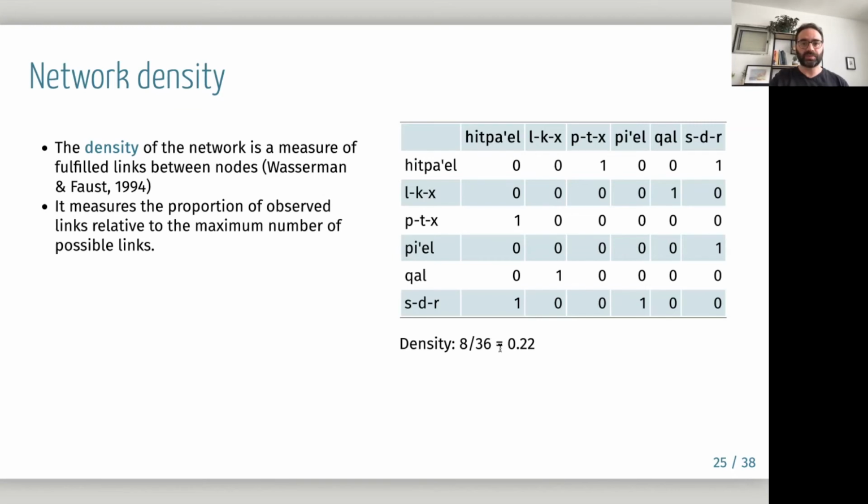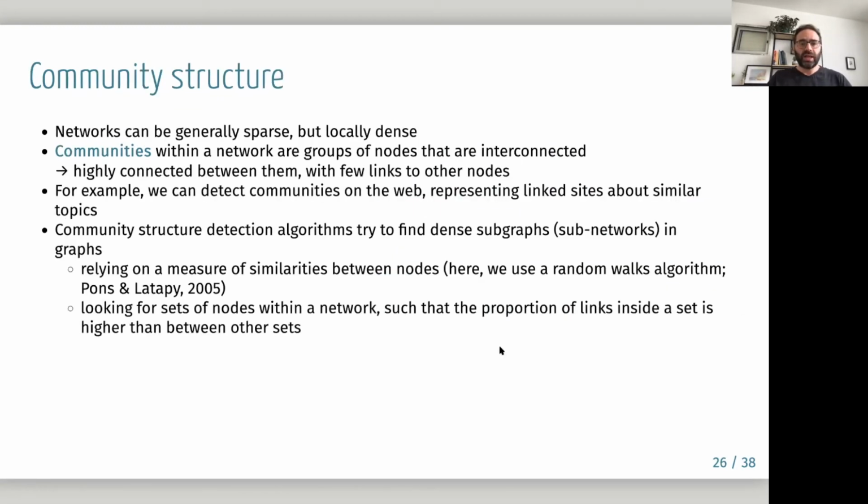Next is community structure. Networks can be generally sparse, but locally dense. Community structure within a network means that the network has groups of nodes that are interconnected within them. They are highly connected between the nodes themselves with few links to other nodes in the network. For example, we can detect communities on the web, representing linked sites that talk about similar topics. So for example, sites that talk about flowers will create a community in the World Wide Web.